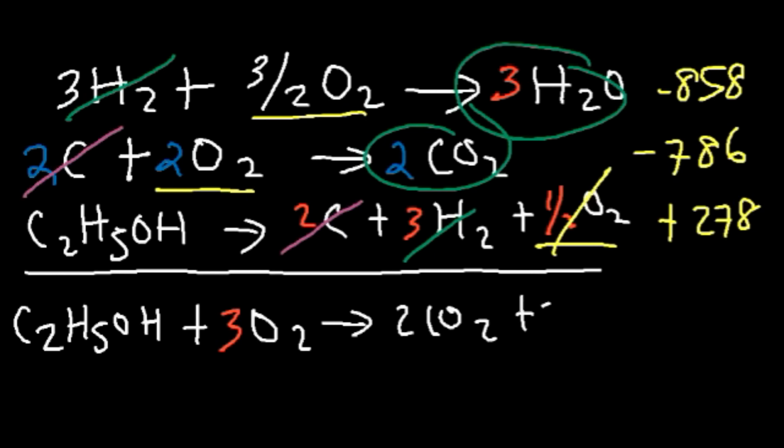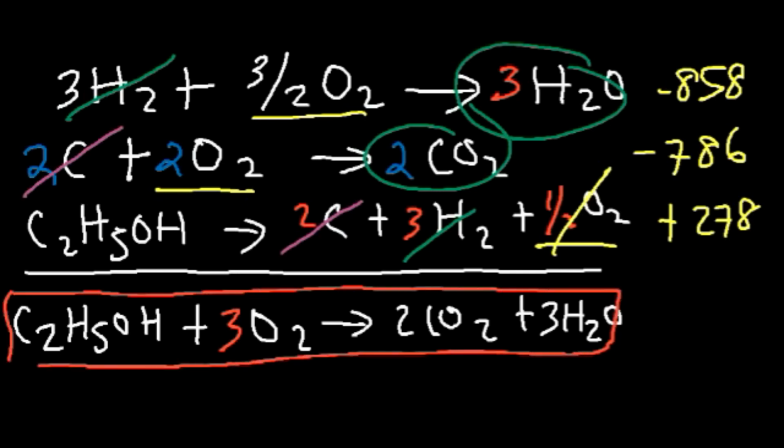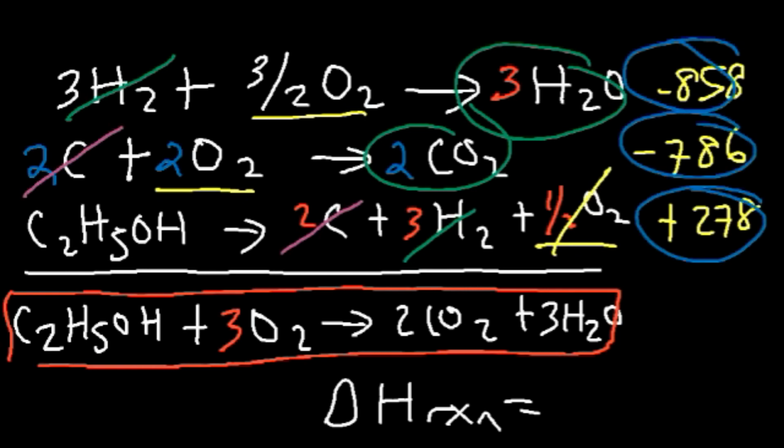So now if we add reactions 1, 2 and 3, and since we came up with the reaction according to Hess's law, the enthalpy change of that reaction can be calculated by adding the enthalpy changes of the individual reactions. So we get negative 858 plus negative 786 plus 278, and the same answer we had in the example, which is negative 1366. We can calculate the enthalpy change of a reaction using products minus reactants, or even use Hess's law.